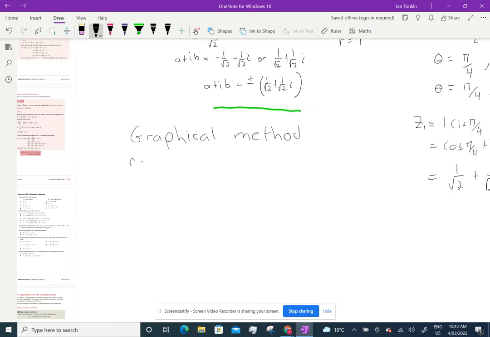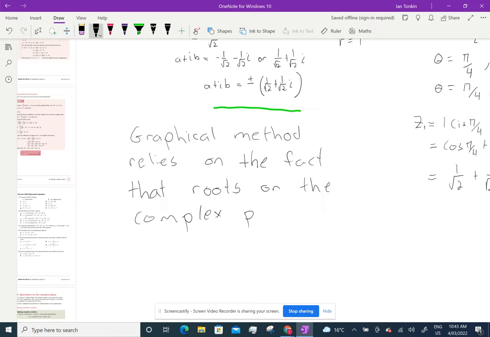The graphical method relies on the fact that roots on the complex plane are evenly spaced. And we'll talk about this when we do complex roots of unity later. Oh no, we're going to talk about it now. It's more important to talk about it now. In their method, they say they don't talk about it.